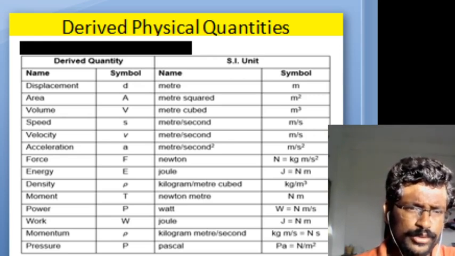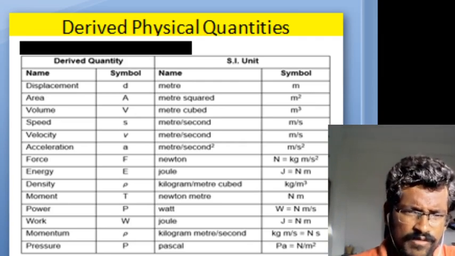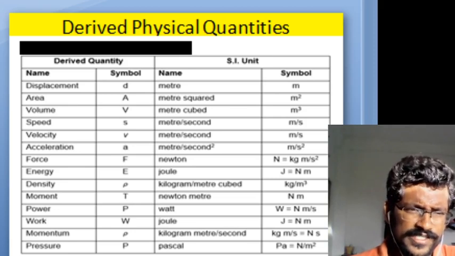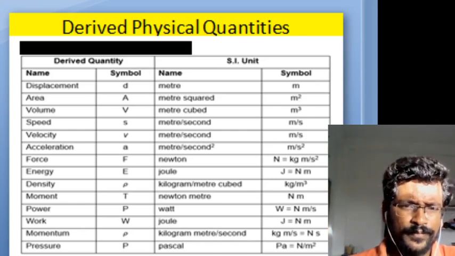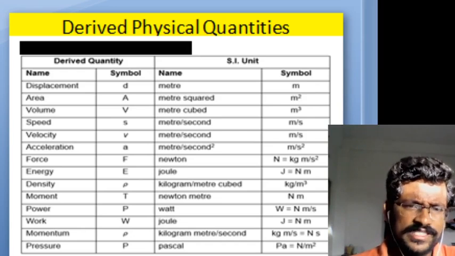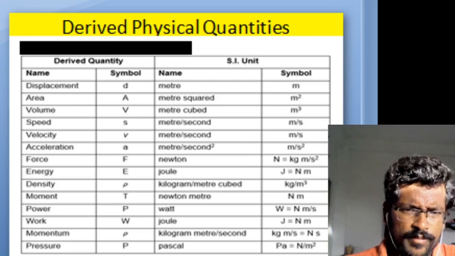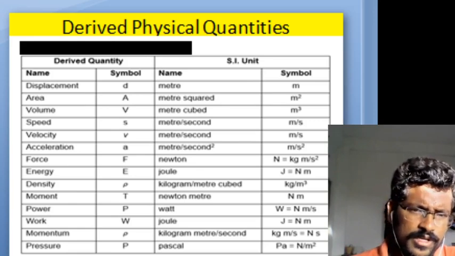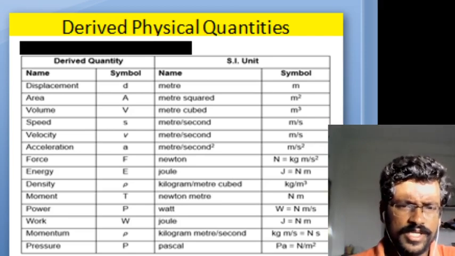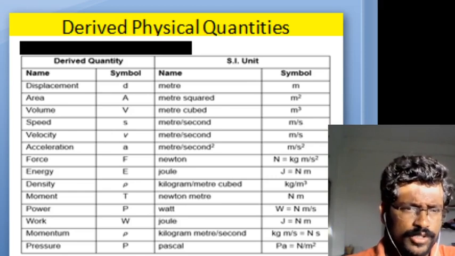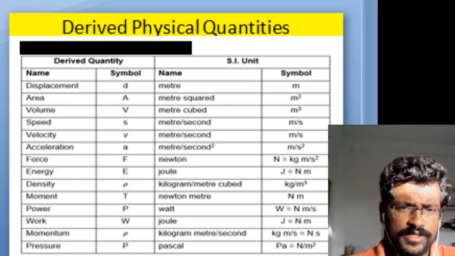Okay, now we are going to discuss density. Density is mass per unit volume. It is defined as m by v and denoted by rho. The SI unit of density is kg per meter cube. Kg is the SI unit of mass, and meter cube is the SI unit of volume. The CGS unit of density is grams per centimeter cube.